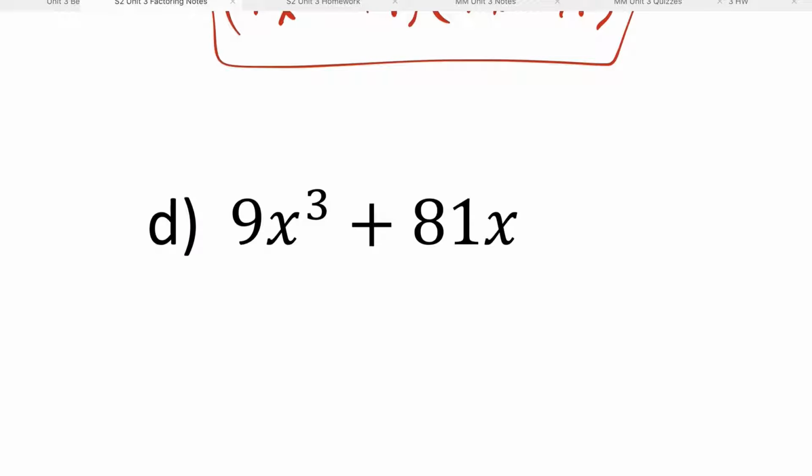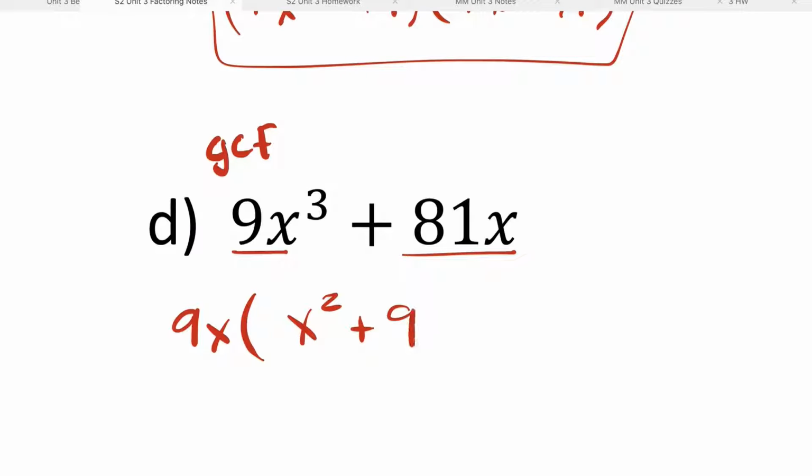We would need to take out the GCF first. If you notice, we can factor out a 9 and an x. What we'd have left would be x squared plus 9. If you don't believe me, you can just distribute back.